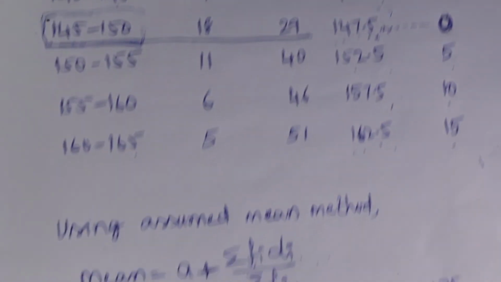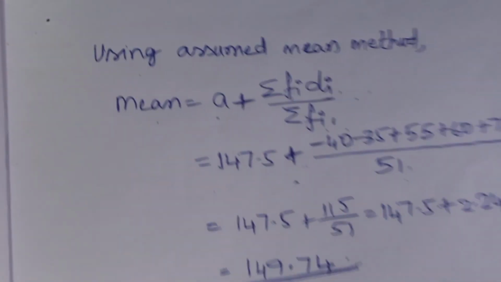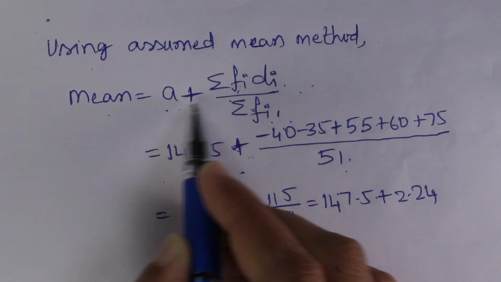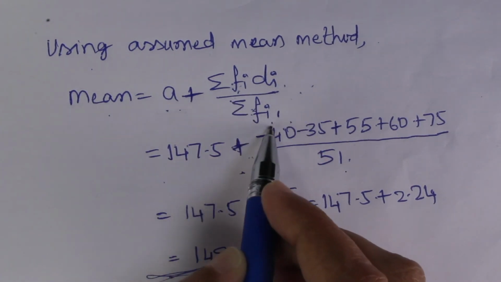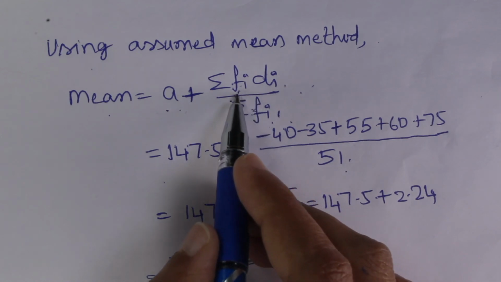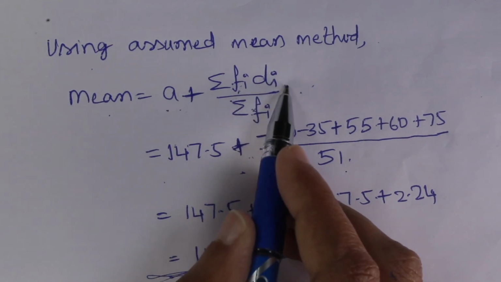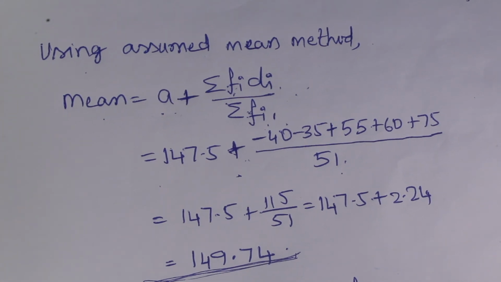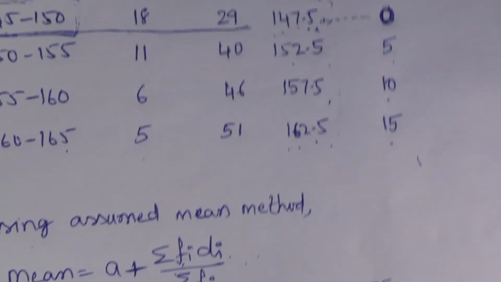Now the formula for calculating the mean using the assumed mean method is: mean is equal to assumed mean plus sigma fi di divided by sigma fi. Sigma fi di is the product of frequency into the distance from the assumed mean, summed up.